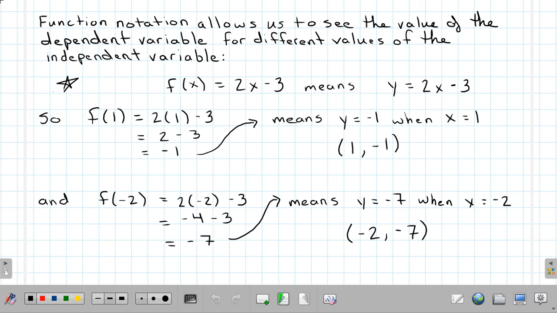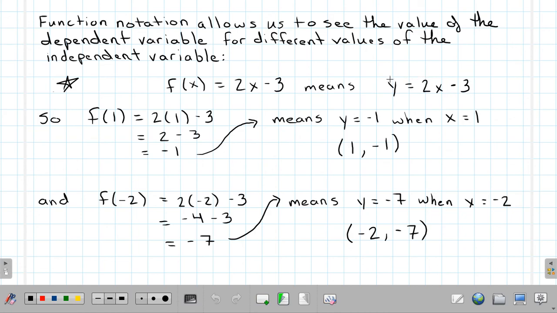So just in summary about function notation, and this is the last slide of the notes here. Function notation allows us to see the value of the dependent variable for different values of the independent variable. So what I mean by that is if we have f of x is equal to 2x minus 3, that's the same thing as y is equal to 2x minus 3. So we have this equation that's here.